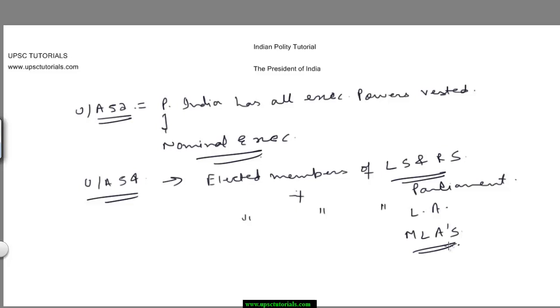Now the value of the vote of an MP is different from that of an MLA. You can refer to page number 81 of the study material. The vote of an MP is greater than the vote of an MLA because he represents more number of people. The constituency of an MLA is very small compared to that of an MP. So his vote carries more weightage and the vote of an MLA has lower weightage.